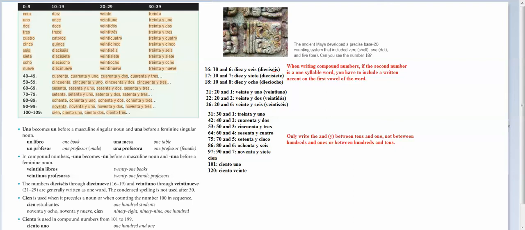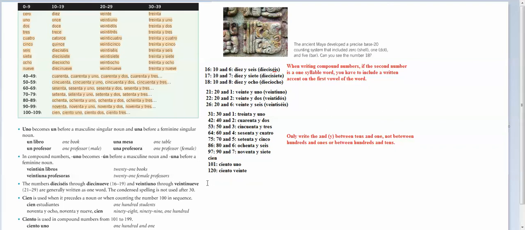So if I want one book, it's going to be un libro, not uno libro. And if I want one table, and table is a feminine word, it would be una mesa, not uno mesa. And if I want one male professor, it's un profesor. One female professor, una profesora. And that holds true even in compound numbers.